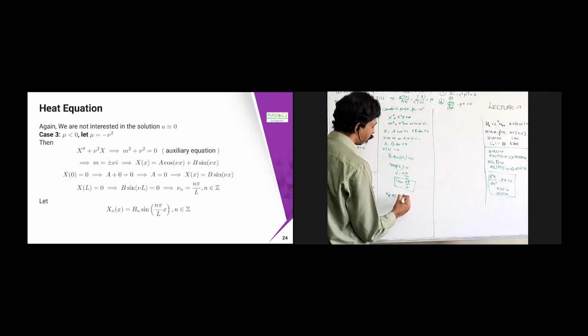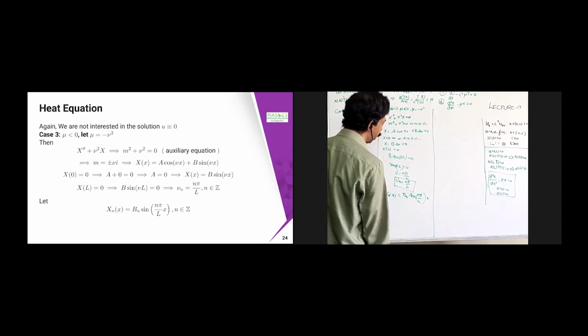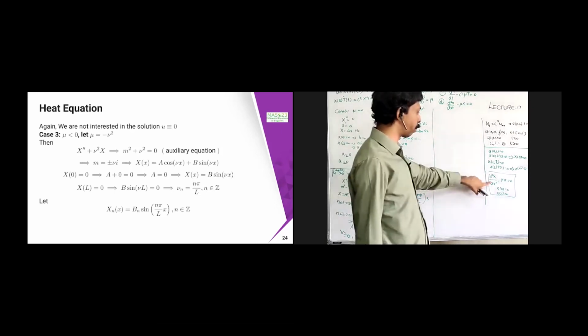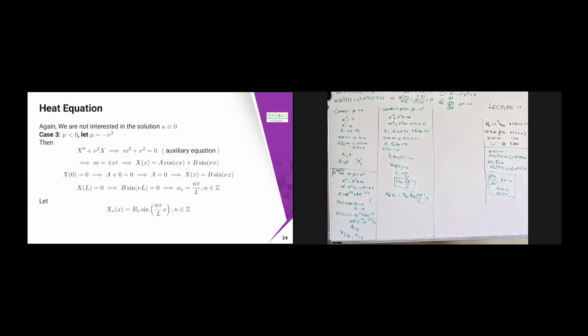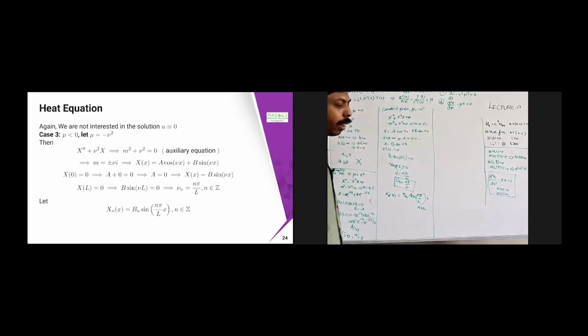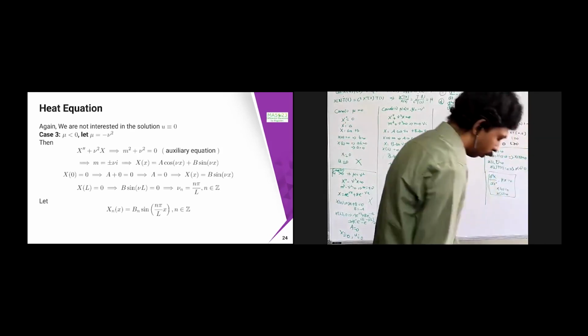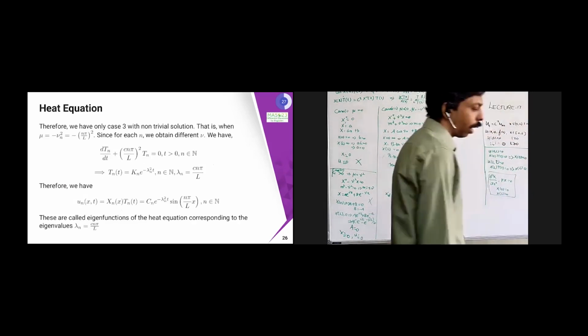This is going to become C_n sin(n pi x / L), which is the solution for this problem. This is the only solution we have, where n belongs to Z, n is any integer. B_n sin(n pi x / L) is going to be the solution for this one.